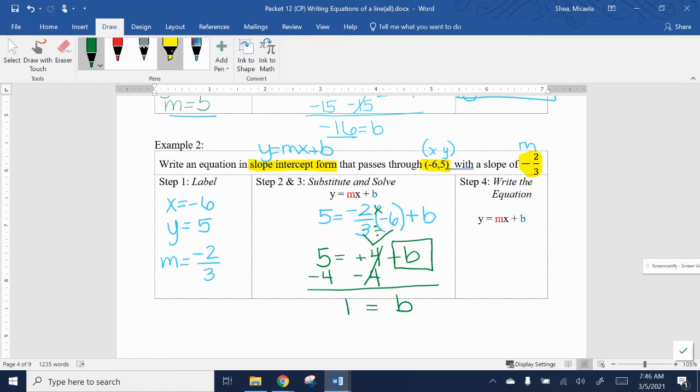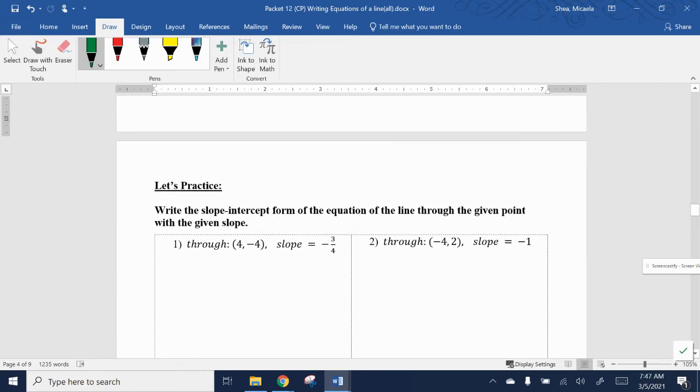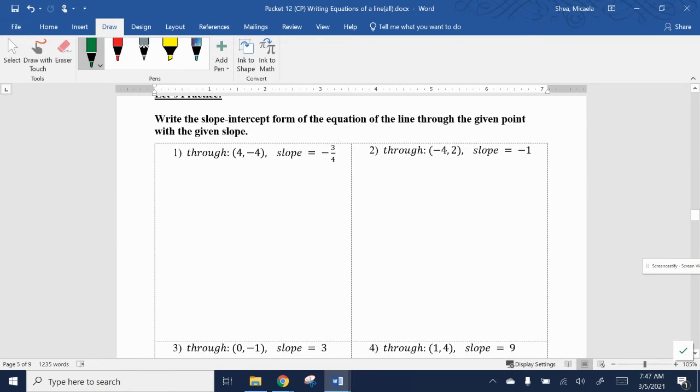So now I have my m, I have my b, and I'm going to substitute in to my equation. So keep the y. We're substituting in negative 2/3 for my m. Keep my x, and that was a positive 1, so I'm going to put plus 1. So far, so good. Let's do one more, and then I'm going to have you try a couple in Nearpod.